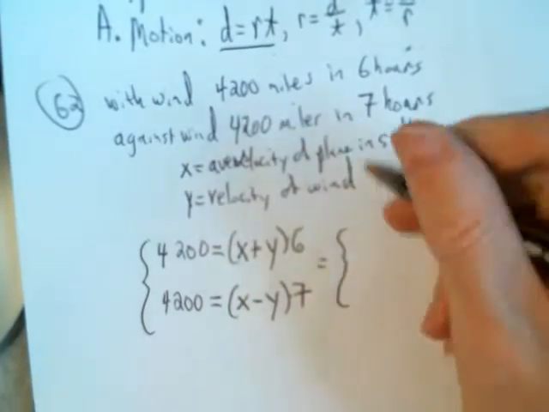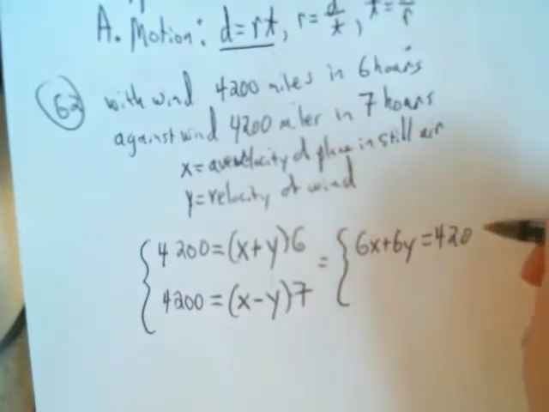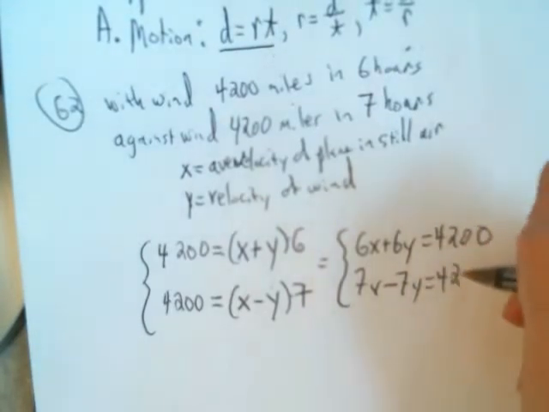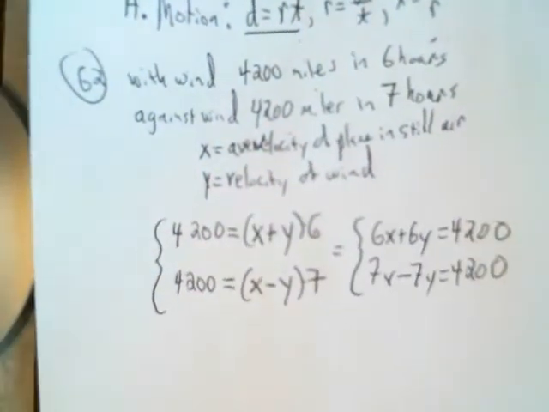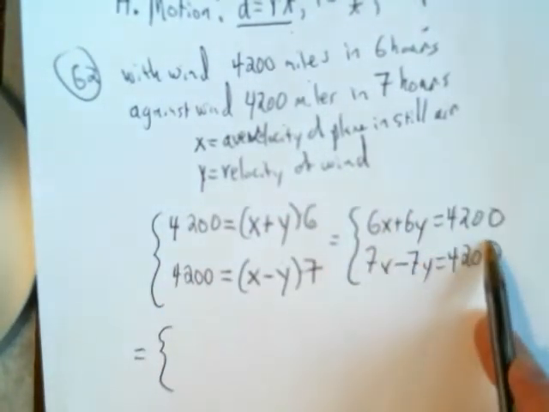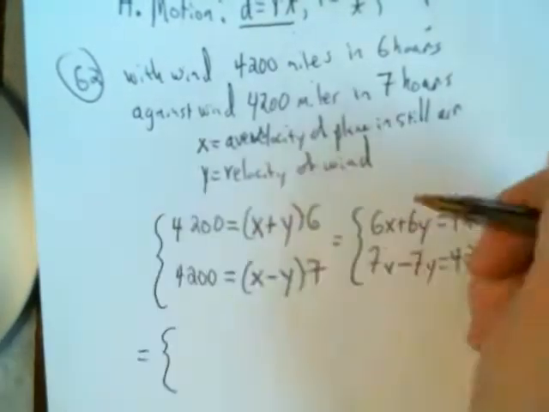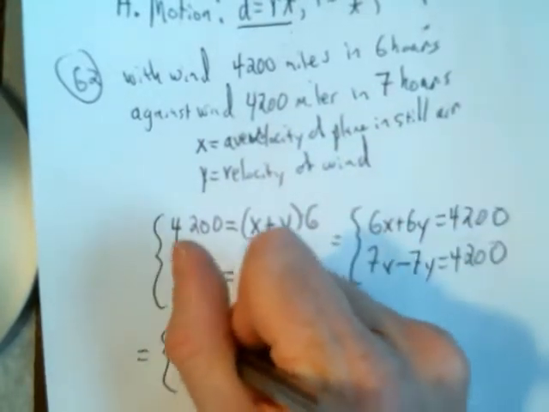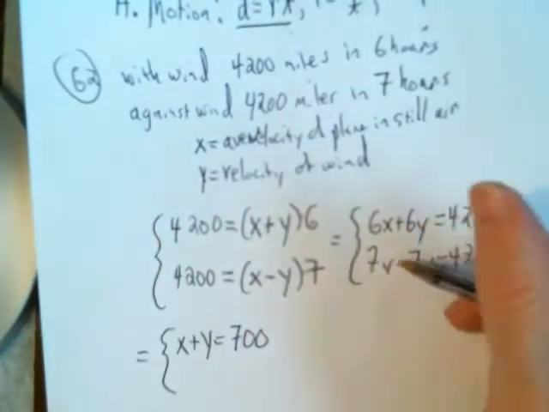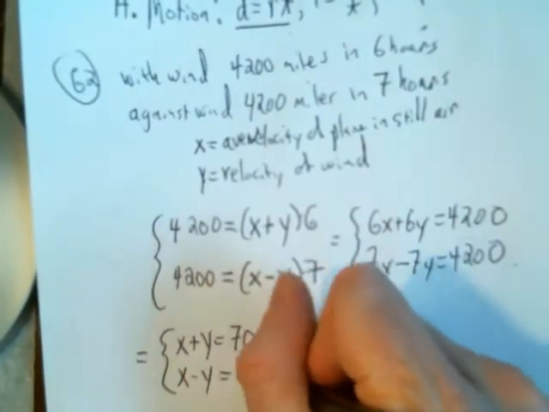So those will end up being our system. Let's rewrite them so they're in standard form. So I have 6x plus 6y equals 4,200, and then 7x minus 7y equals 4,200. You can simplify these equations just as you would simplify any equation. You can multiply through this equation on both sides by 1/6. In other words, divide everything by 6. Right? So you would get x plus y equals 700. And then if you divide everything through here by 7, you get x minus y equals 600.